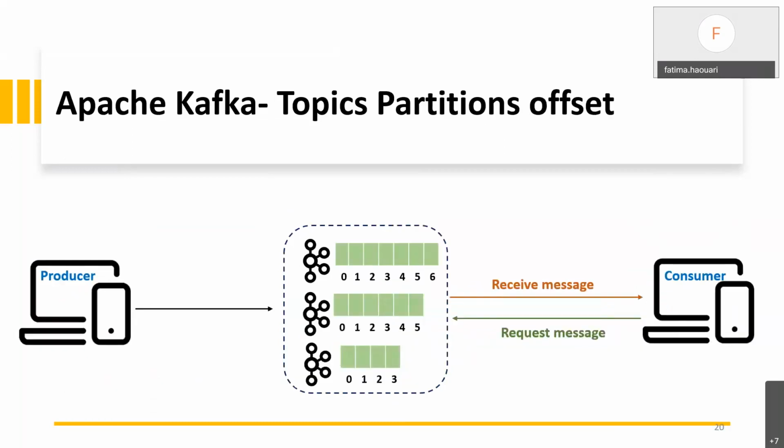There is also a terminology called offset, which is the ID given to each message that arrives at each partition. These offset IDs are given automatically by each broker. Whenever a broker receives a message for a specific partition, it will give it an ID based on the order of arrival. But these IDs are local to the partition itself, and they are not global across the topic. Like here, for example, we have one topic with three partitions. Each message will have an offset ID starting from zero, but it will also start from zero for the second partition. That's why the numbering is local to each partition, not to the topic itself.